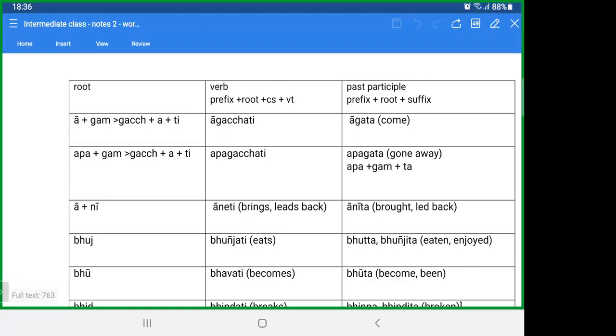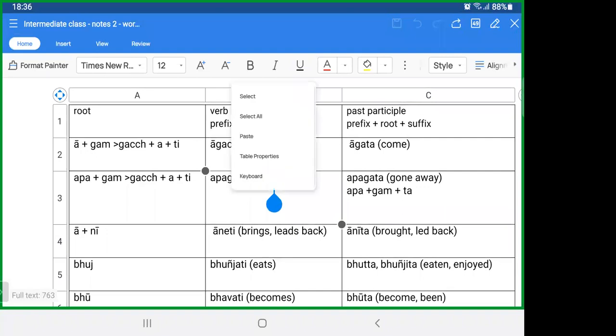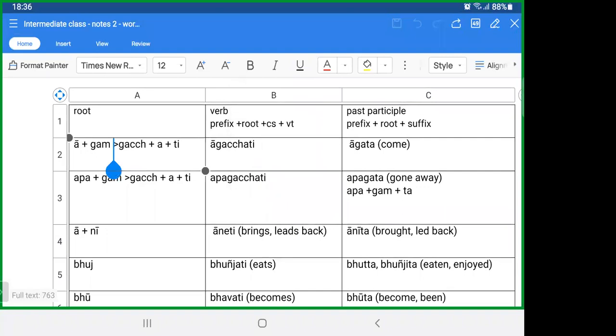So the first one is agachati, all right? So what you do is, this book only shows 3 columns. So we just follow the 3 columns. So A plus gam, and then you do like this. You need to write like this, become ga, and then plus conjugation A and T, right? Then it becomes the word agachati.